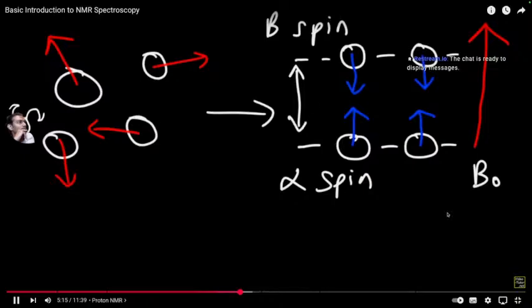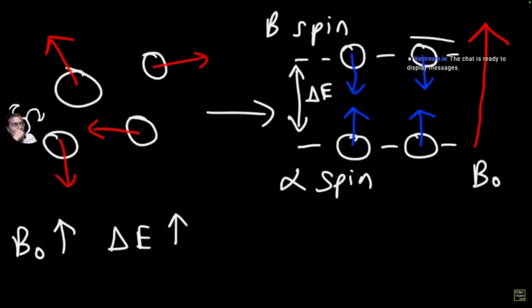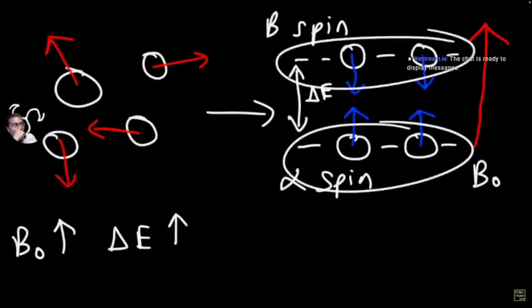Now, delta E represents the difference in the energy of the alpha spin state and the beta spin state. That difference in energy is dependent on the strength of the applied magnetic field. So as you increase the strength of the applied magnetic field, delta E will increase. And so you're going to have greater separation between these two lines.